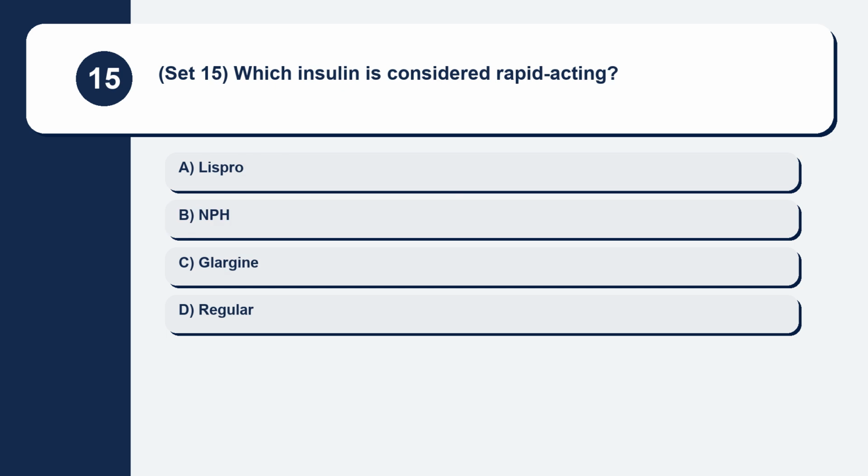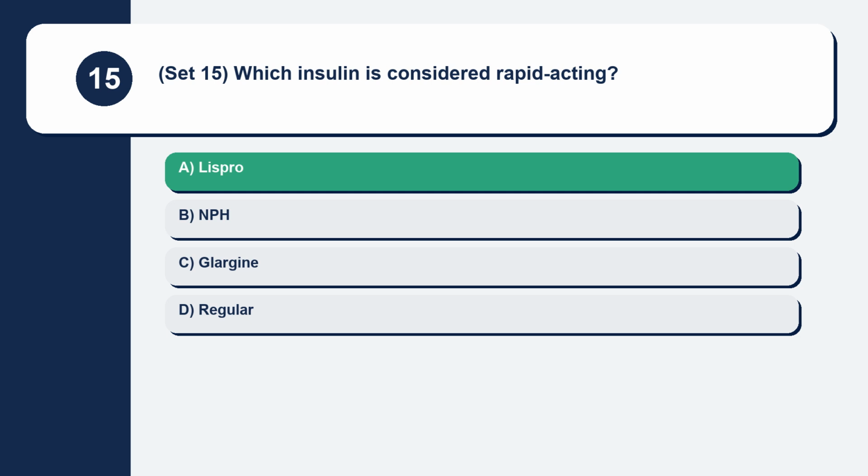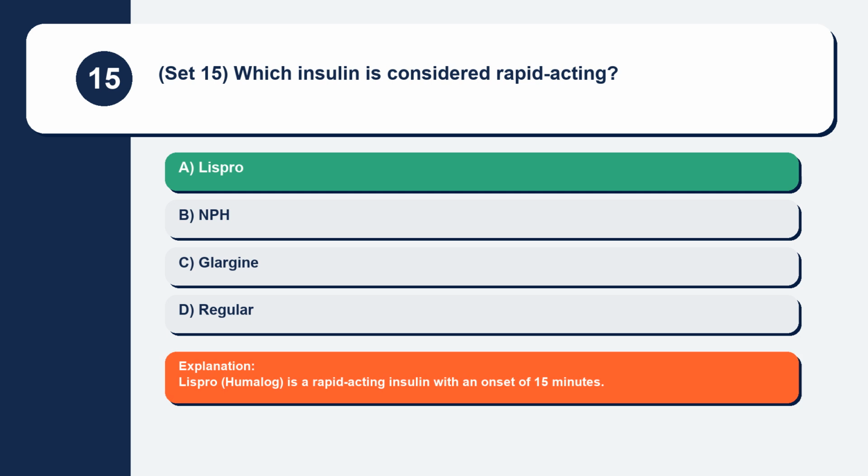Question 15. Set 15. Which insulin is considered rapid-acting? Lispro, NPH, glargine, regular. Lispro, Humalog, is a rapid-acting insulin with an onset of 15 minutes.